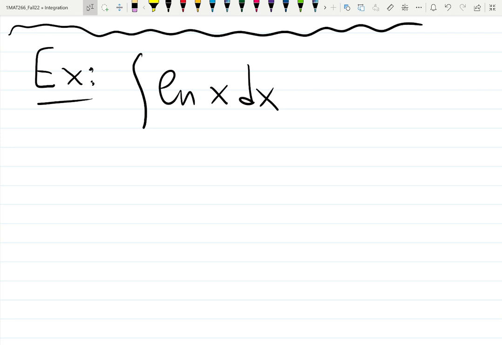I think we're both going to say multiply by 1. Yes. Multiply by 1. Thank you. If you multiply by 1, then you can see that those are two functions. One is actually the function y equals ln x. And one is the constant 1.